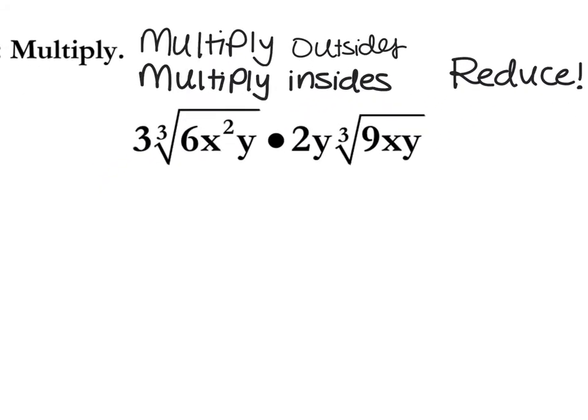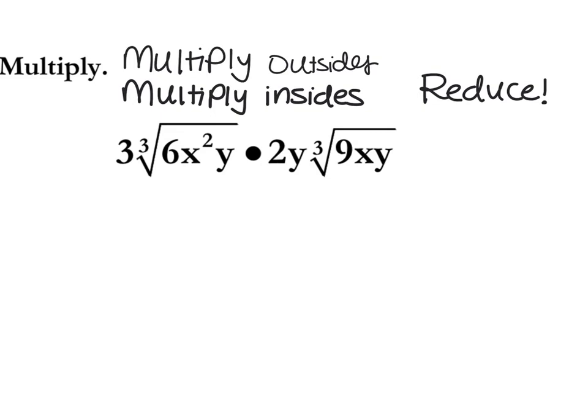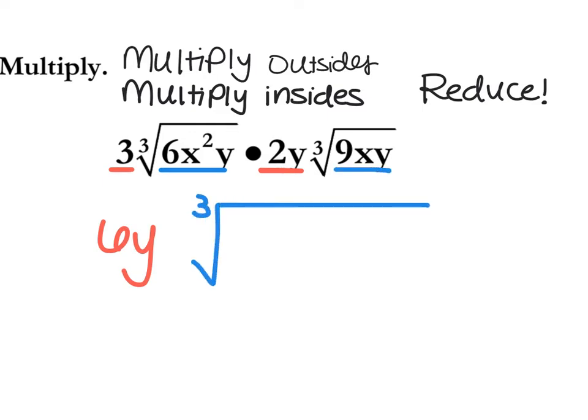All right, so let's do this first example right here. Multiplying the two outsides. That's 3 times 2y. That's going to give me a 6y. Now multiply your insides. We have 6 times 9, which is 54, x to the third, y to the second.